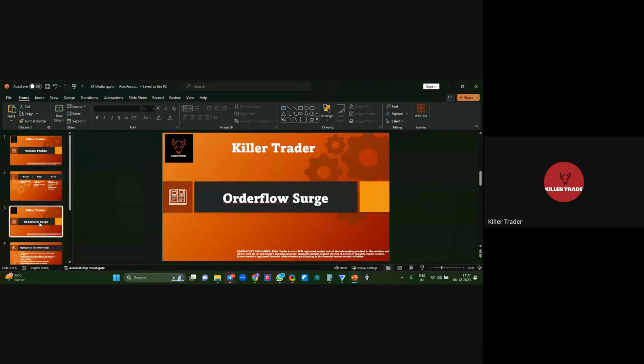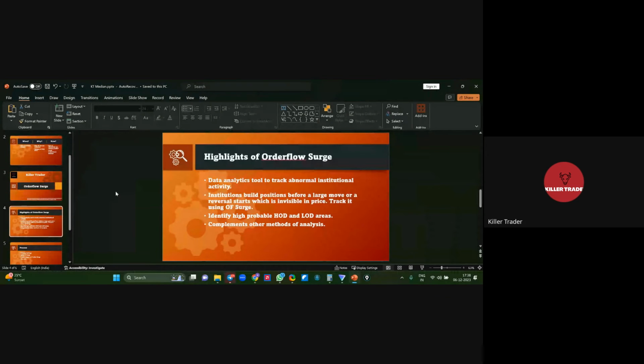I've been getting a lot of questions the last few days about order flow search. Order flow search is my own proprietary data analysis tool, which is built on volumetric data, order flow, volume profile, and based on certain proprietary settings. The primary job of the order flow search tool is to track abnormal institutional activity in the markets.